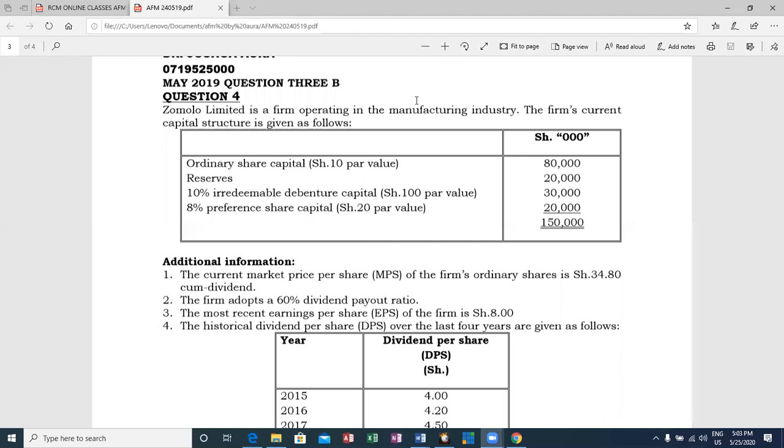How many years are we talking about? 2015, 2016, 2017, 2018. Those are 4 years. So 4 minus 1 gives me 3. Cube root of the current dividend. The most current dividend is the dividend coming in the year 2018, which is 4.8. Divide this by the oldest dividend, which is the dividend of 2015, which is 4. And then whatever we get there, we'll subtract 1.